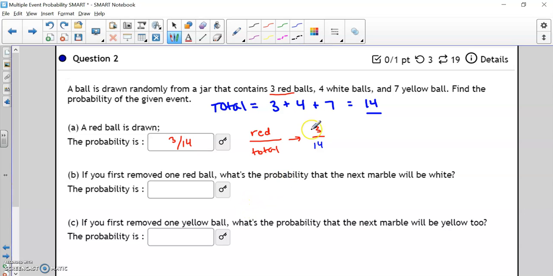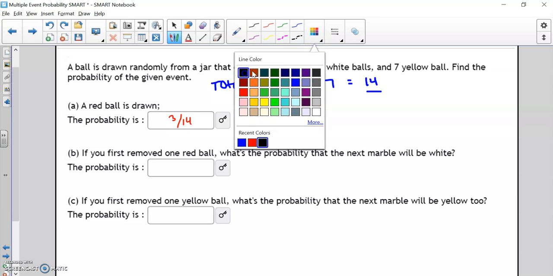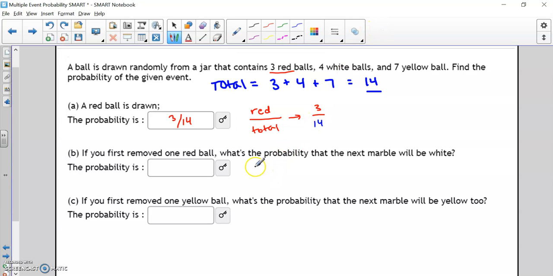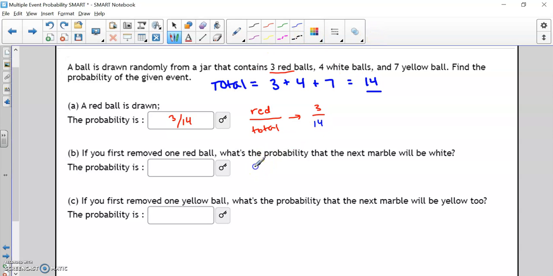All right. So now let's look at if we removed a red ball, what's the probability the next one will be white? So now, here's the thing we have to pay attention to. At the end of the day, we are looking at white balls over the total balls, okay?